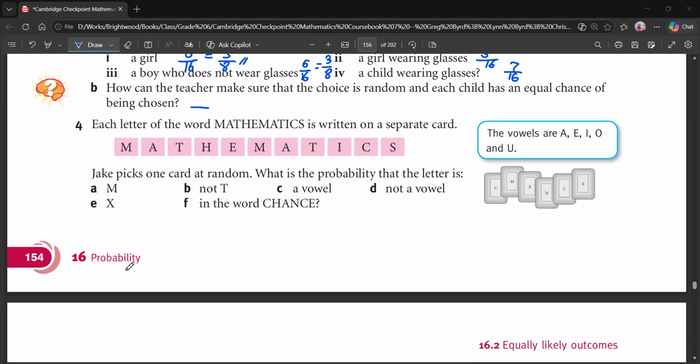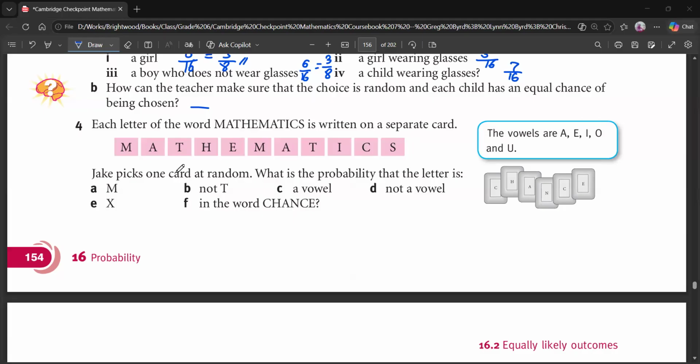Here is the next one, the word mathematics. How many letters? 1, 2, 3, 4, 5, 6, 7, 8, 9, 10, 11. There are 11 letters. The word mathematics is written on separate cards.